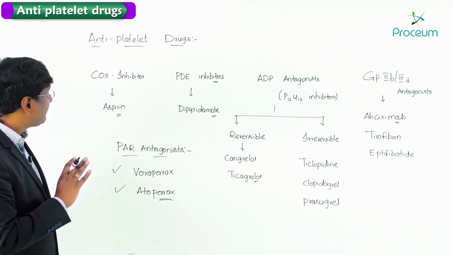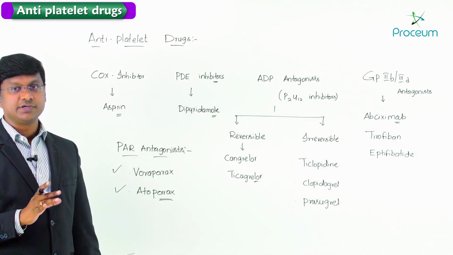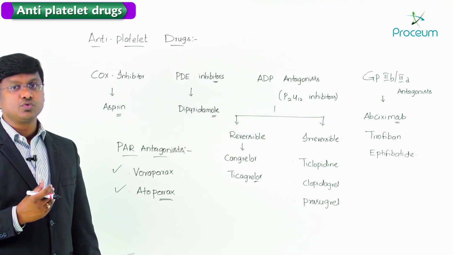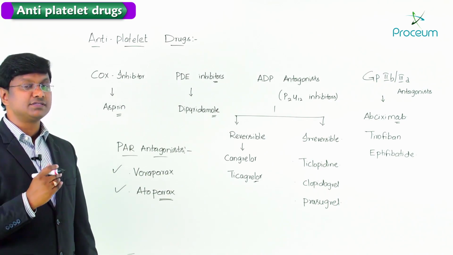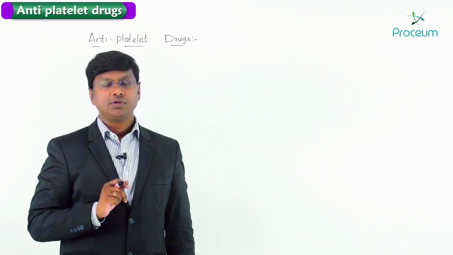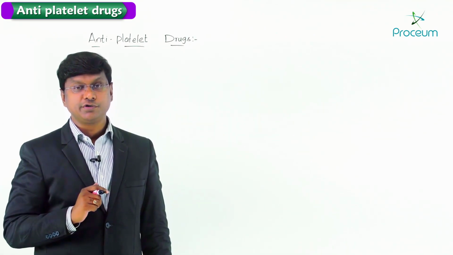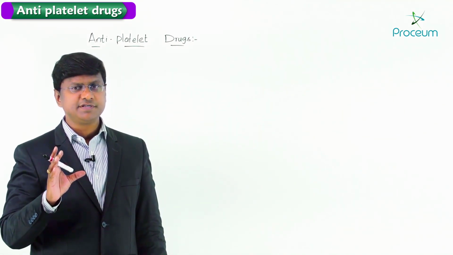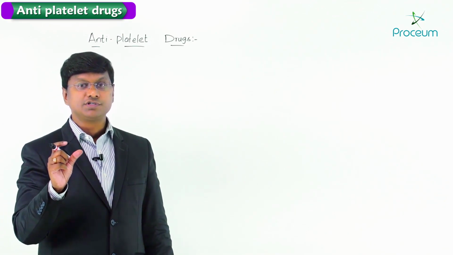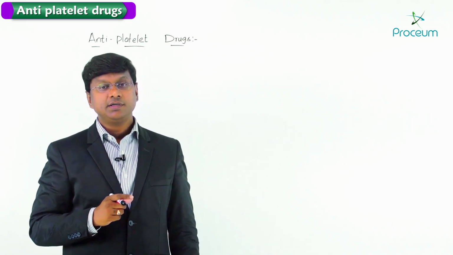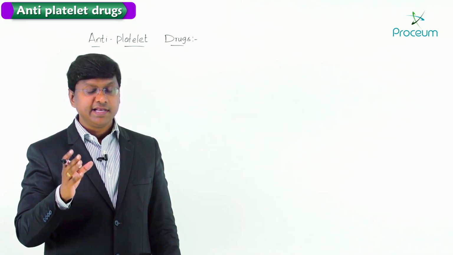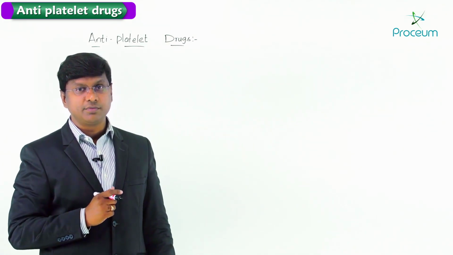Okay. Now, after having discussed the classification of these drugs, let me discuss the individual groups of drugs and their mechanism of action. So, let me discuss what the constituents of the arterial thrombi are and in what way the antiplatelet drugs will inhibit the formation of the thrombi.